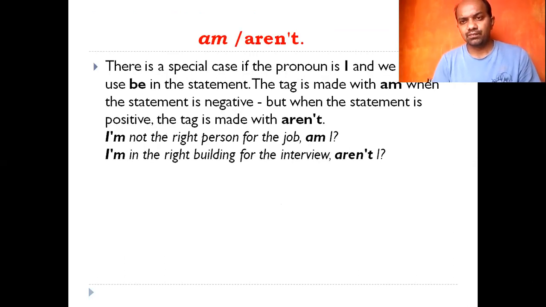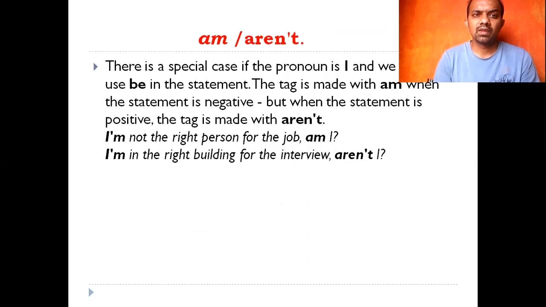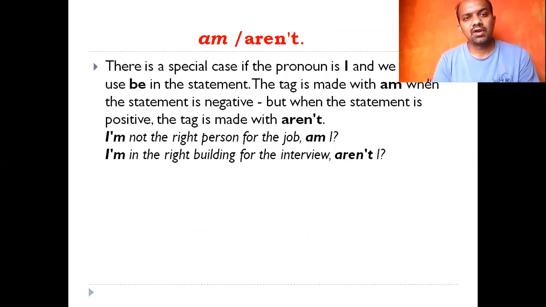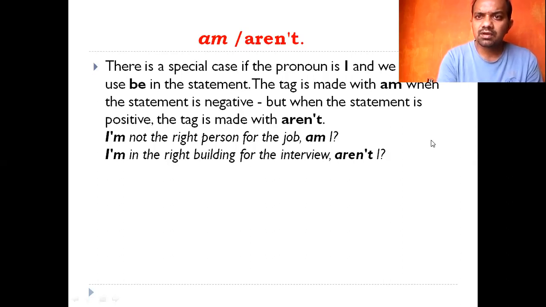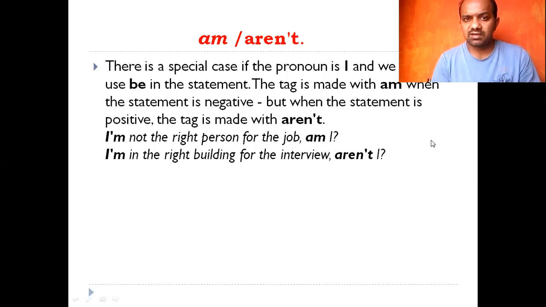So dear students, this is a simple thing that you must remember. Am I and aren't I. When to use this? There is an exception here. There is a special case if the pronoun is I. What do we use when the pronoun is I? We use the be form of the verb in the statement. The tag is made with am when the statement is negative. But when the statement is positive, the tag is made with aren't.